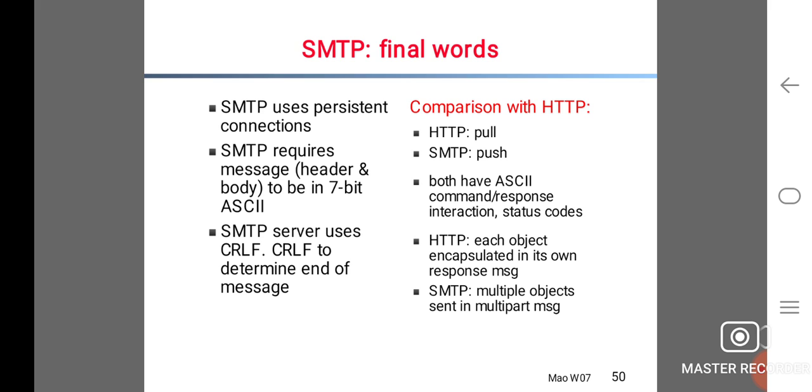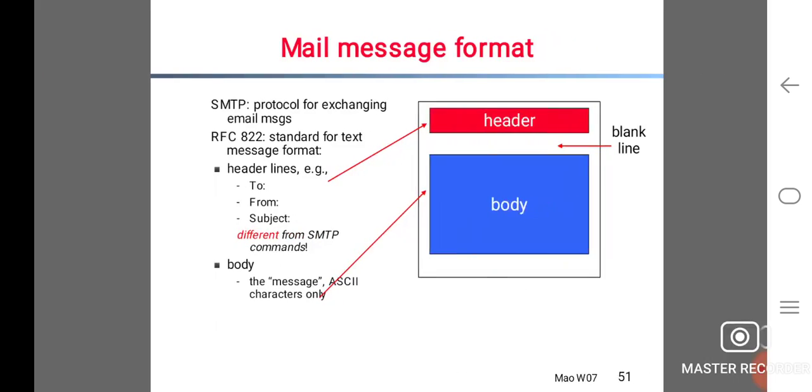Comparison with HTTP: HTTP is pull, SMTP is push. Both have ASCII command/response interaction and status codes. In HTTP, each object is encapsulated in its own response message. In SMTP, multiple objects are sent in a multi-part message.